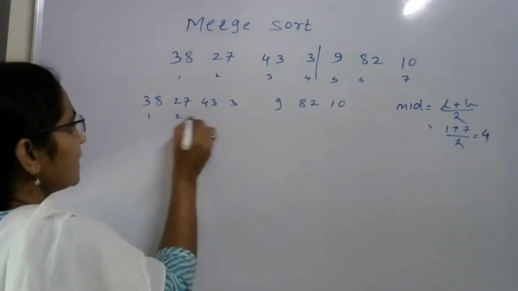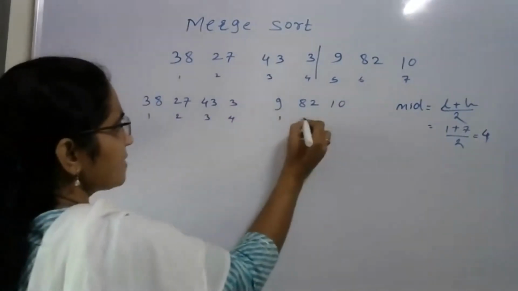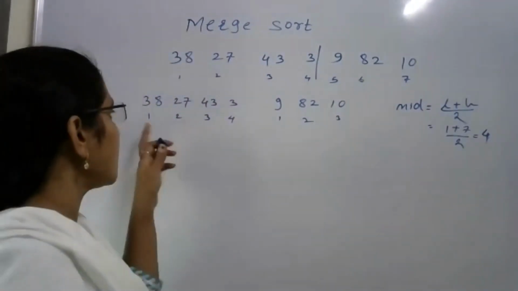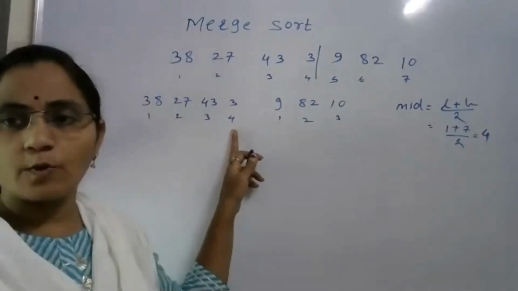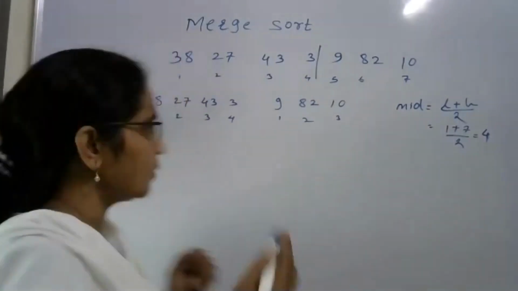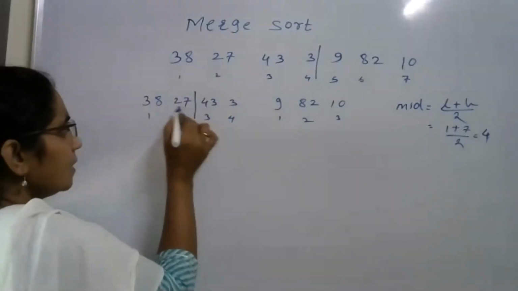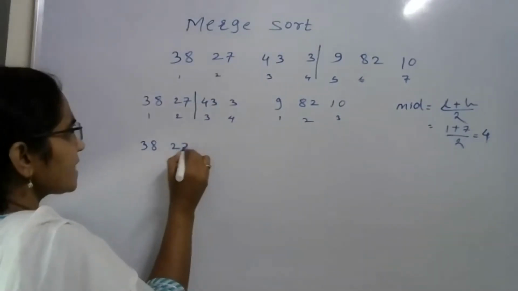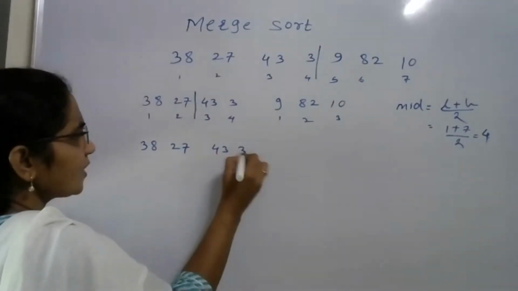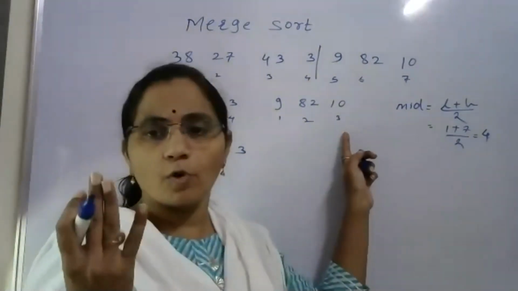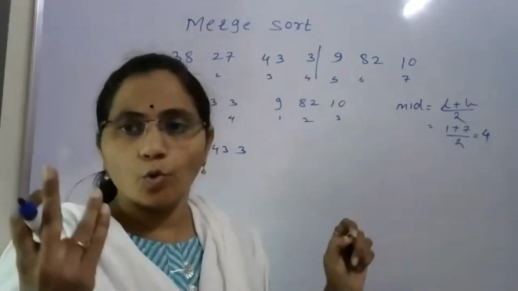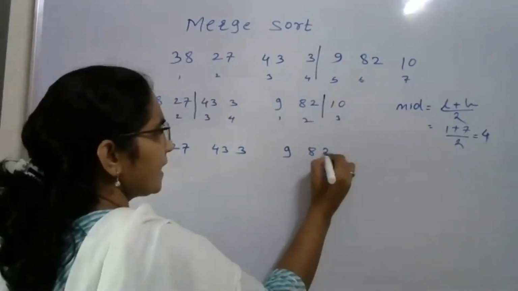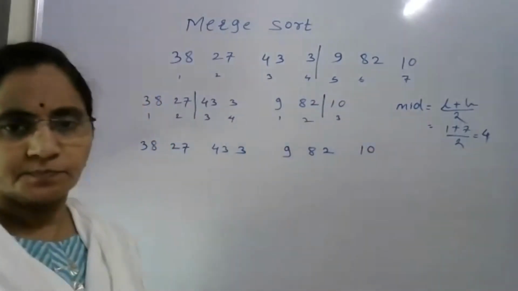Again, you have to break these into sublists. With this formula, middle equals lower plus higher by 2. Here, lower is 1. 1 plus 4 is 5, 5 by 2 is 2.5. So again you break this into two elements. The first is 38, 27. Then the second is 43, 3. Here 1 plus 3 is 4, 4 divided by 2 is 2. So this list will be broken into two parts: 9, 82, and then the next part is 10.